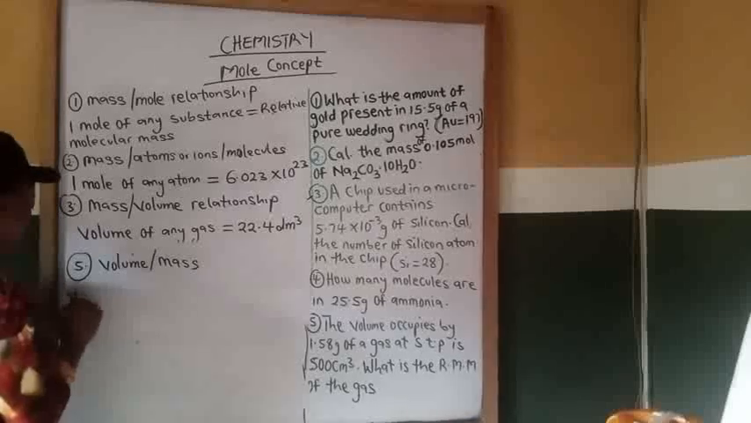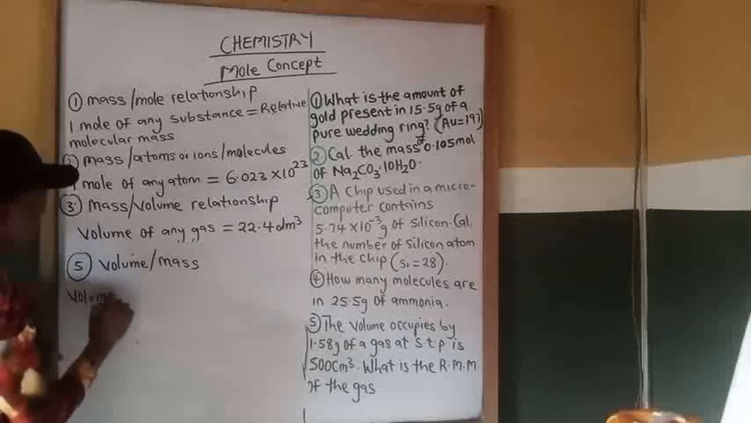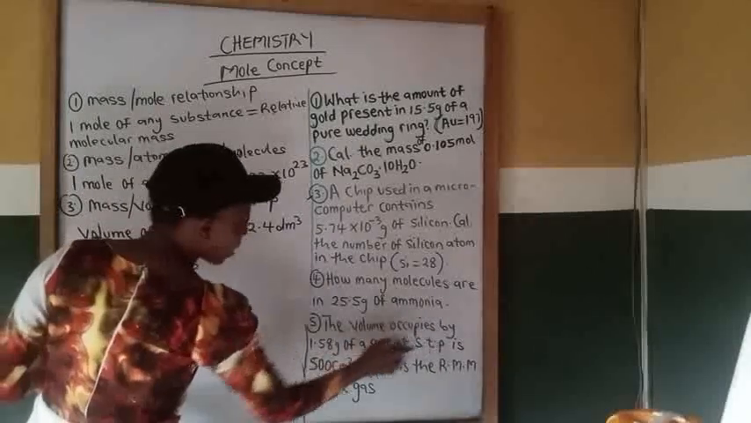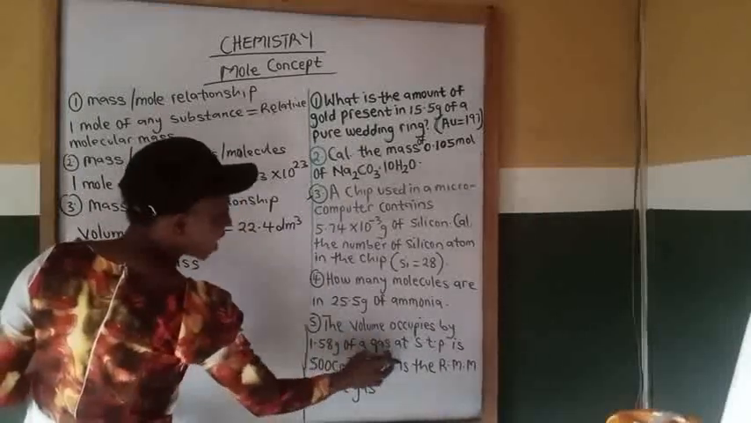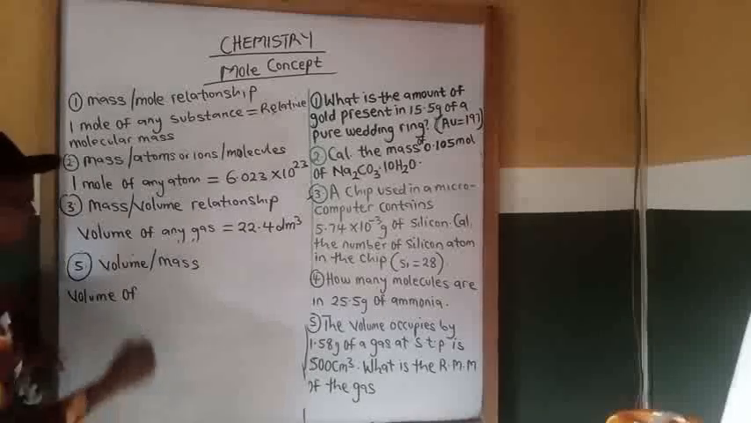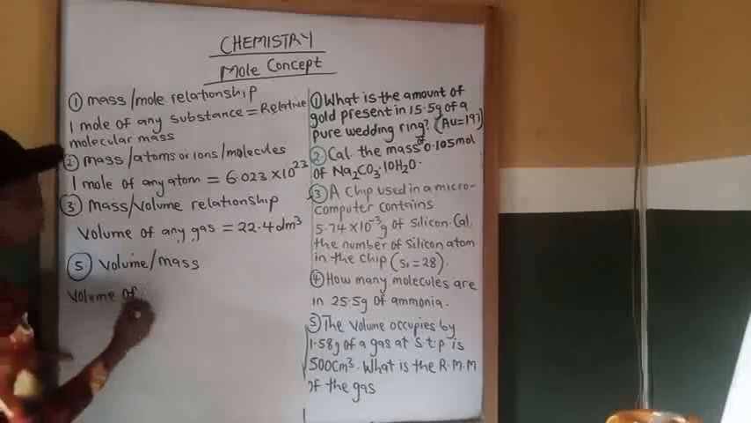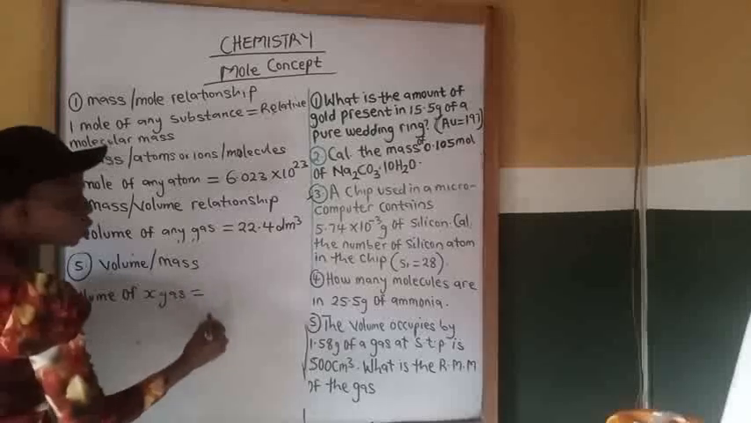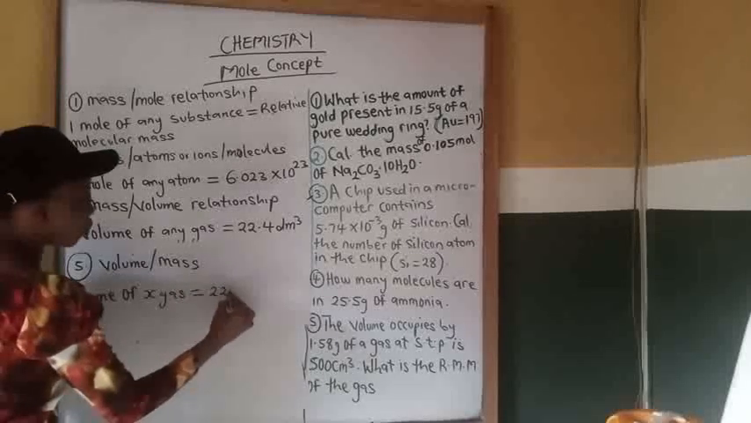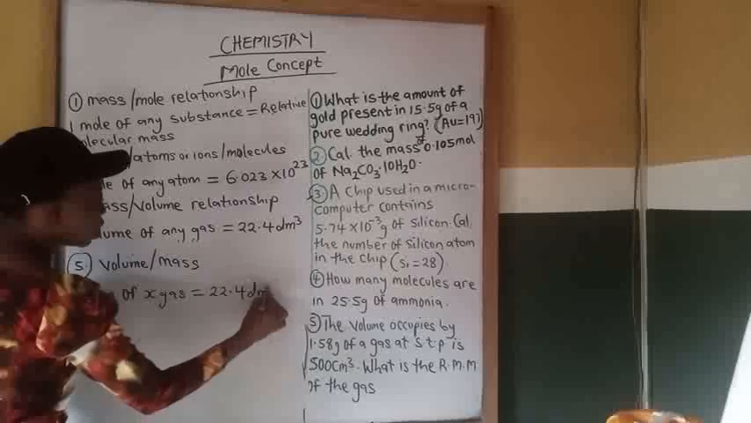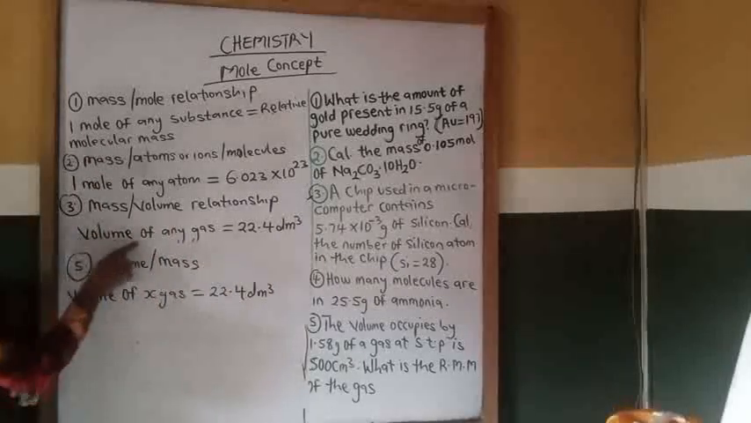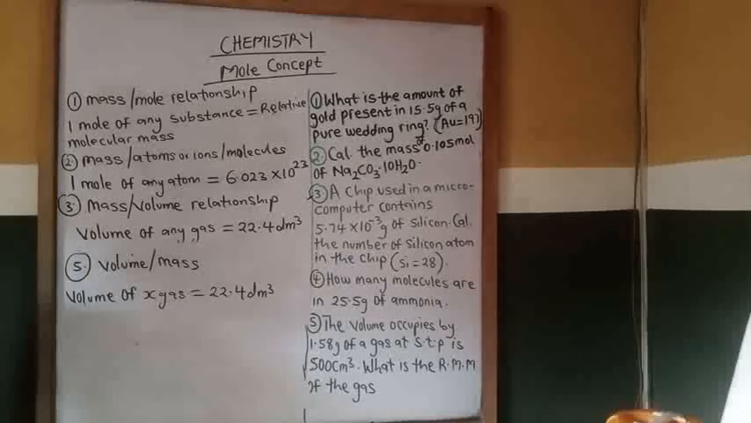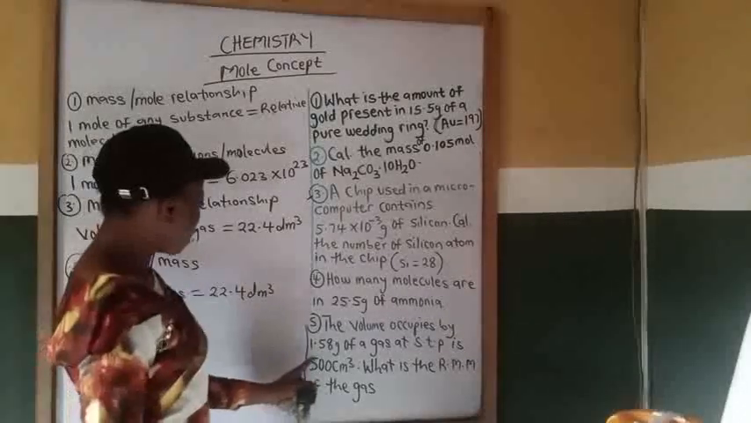So volume of, what's the name of the gas? The volume occupied by 1.58 grams of a gas. We don't know that gas, so we can call it X gas. So volume of X gas equals 22.4 dm cube. That is the first step to take. Volume of any gas equals 22.4 dm cube. Then go back to the question.